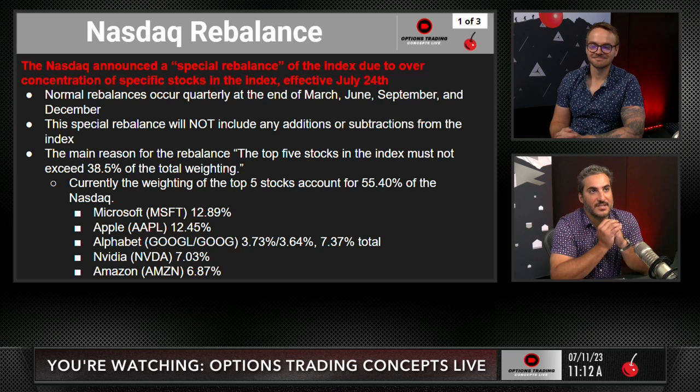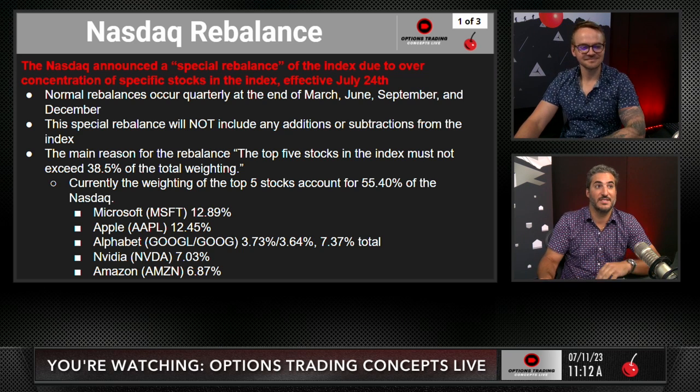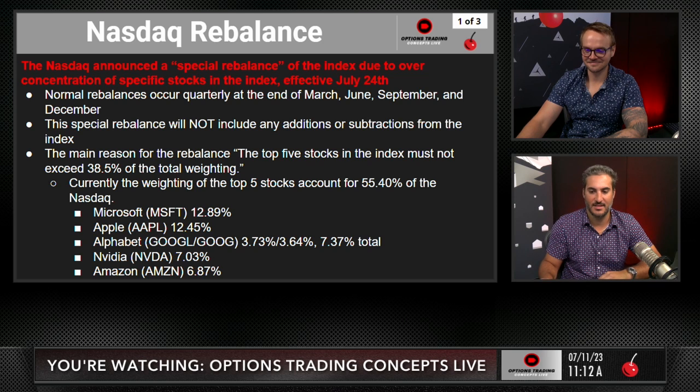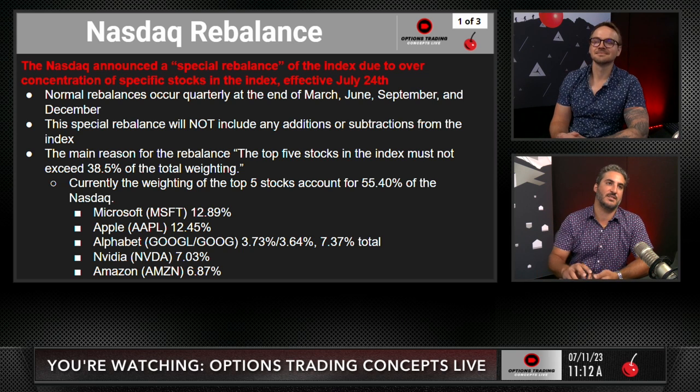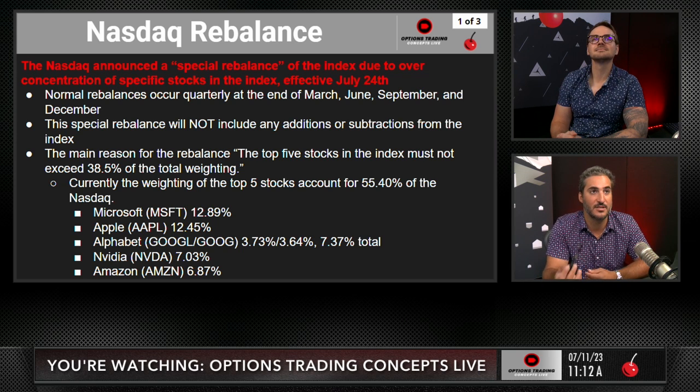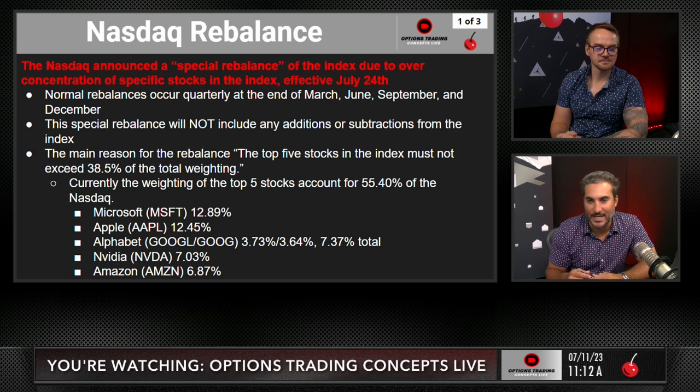The Nasdaq announced a special rebalance of the index due to the over-concentration of specific stocks in the index. This was announced, I believe, on Friday of last week, if I forget the specific day, but this was a special circumstance, right? So this goes into effect on July 24th, which is 2 weeks roughly from now, 2 weeks from yesterday. Normally, and I say that this is a special one because normally you rebalance every quarter, so you have a rebalance in March and June and September and December. All the major indices do this.